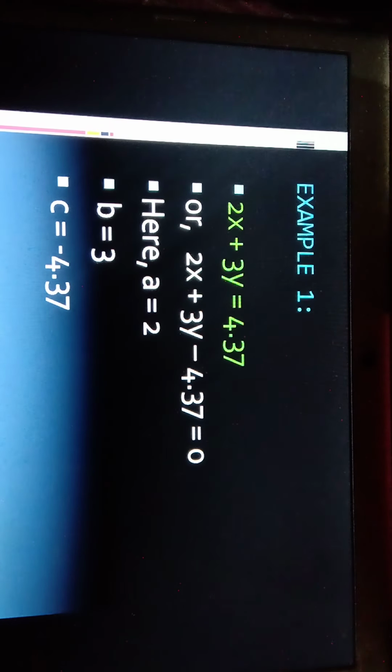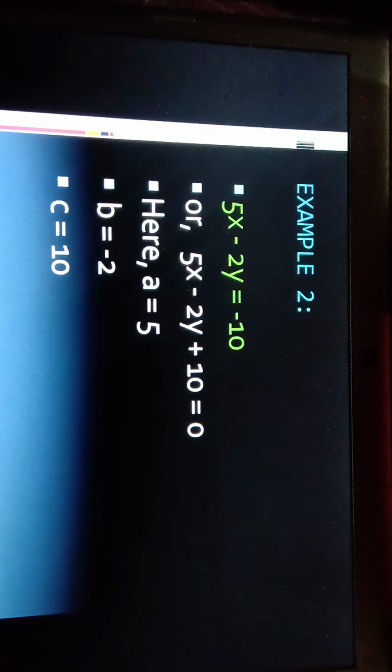For example, 2x plus 3y is equal to 4.37. First of all, we are going to express this in the standard form, taking 4.37 to the left hand side. The sign will change. Hence, a is equal to 2, which is the coefficient of x, b, which is the coefficient of y, is equal to 3, and c comes out to be minus 4.37. Remember to keep in mind that you have to keep the sign with the number.